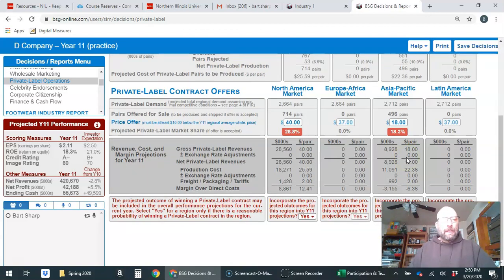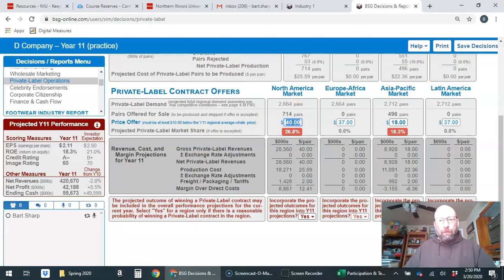Okay. The last thing I'll say, and before I cut this off, obviously we've got to get to the point where we're talking about finance, right? Down here at the bottom, this box, it's just a yes or no choice here. Does it incorporate the projected outcome into your projections? Okay, so what I mean by that, let's say you bid 40 in North America and that bid was too high. There were over 2,600 pairs of shoes offered by other companies at a lower price than this. The market's going to buy from those companies and they're not going to buy yours.